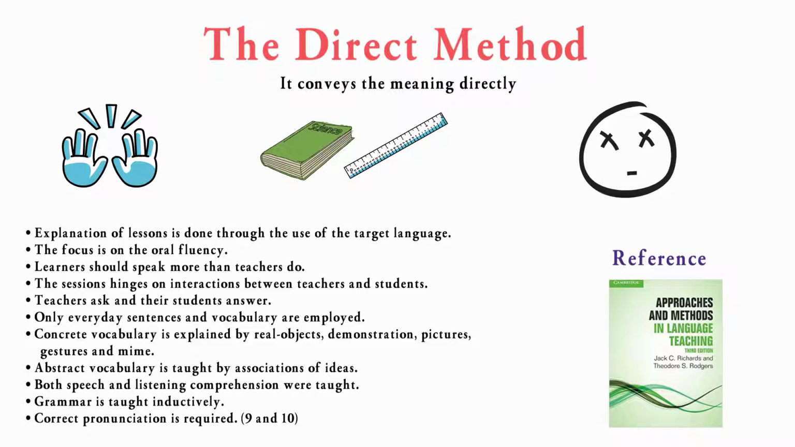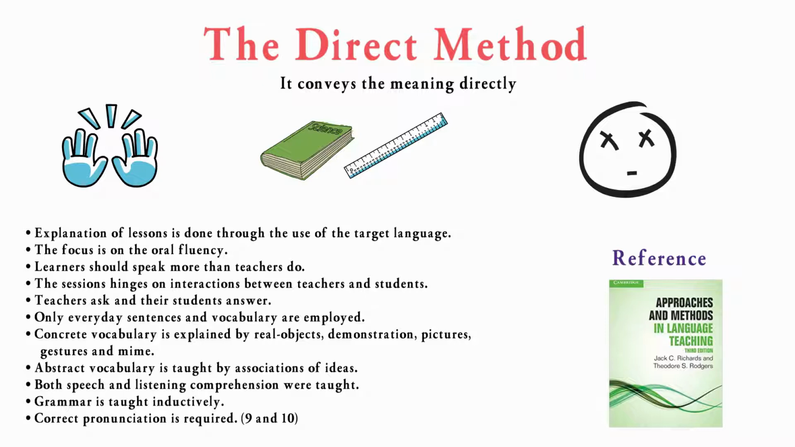Only everyday sentences and vocabulary are employed. Concrete vocabulary is explained by real objects, demonstrations, pictures, gestures, and mime. Abstract vocabulary is taught by association of ideas. Both speech and listening comprehension were taught. Grammar is taught inductively. Correct pronunciation is required.